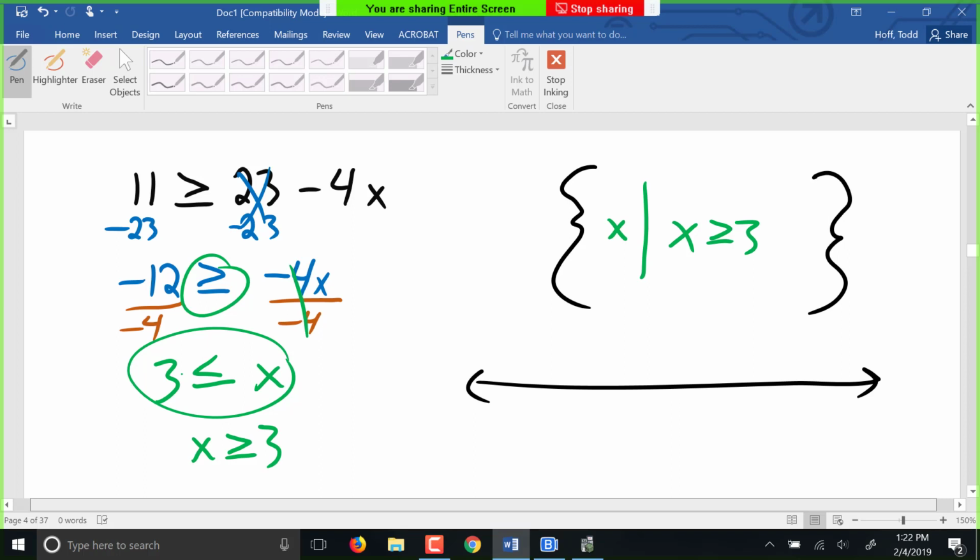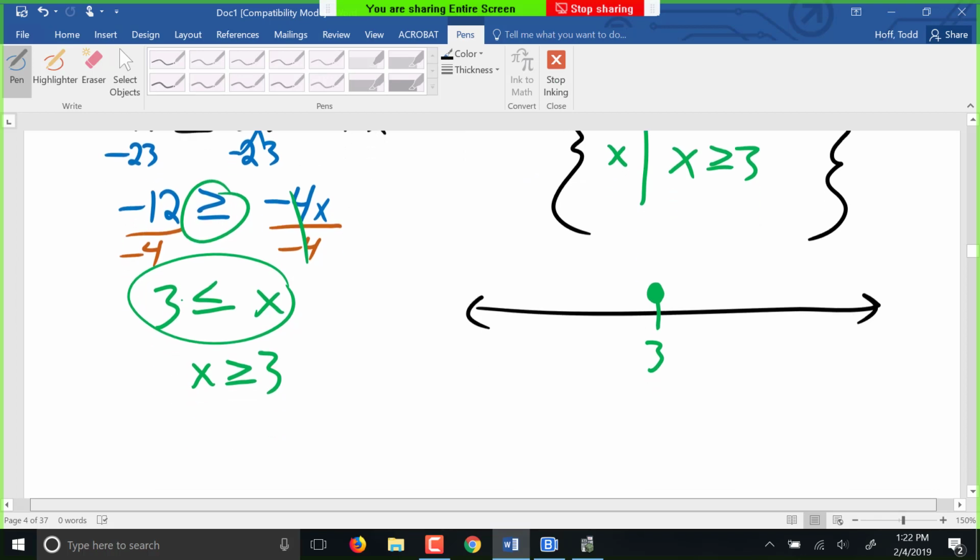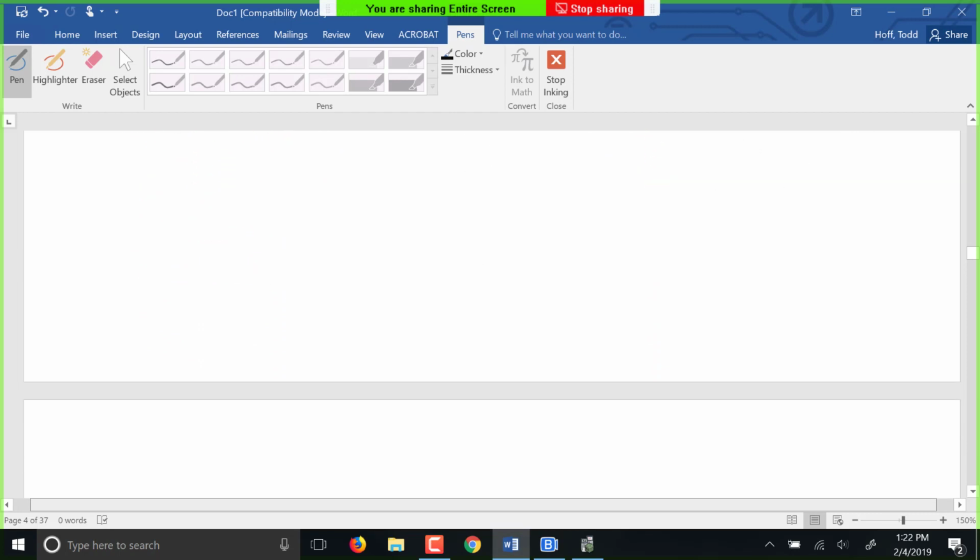To plot it on the number line, what's our boundary point? 3. Open or closed? Closed because it's or equal to. Left or right? Right. Greater than or equal to. Any questions there? Okay, we can have all sorts of other complications that come into these, just like with any of our equations.